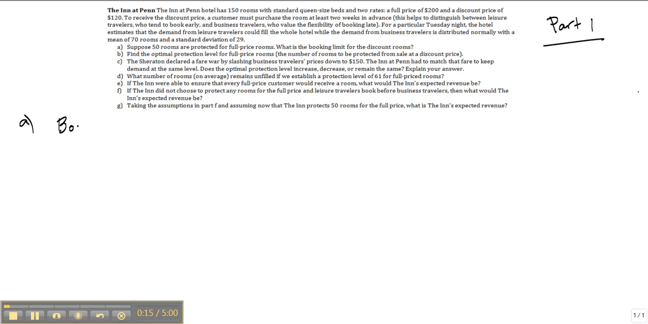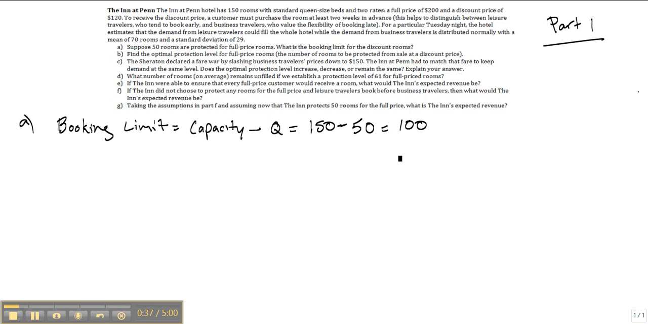That's equal to the capacity of the hotel minus the protection level quantity. We know that the hotel has 150 rooms available, and we've said that we've protected 50 rooms, and therefore we can allow up to 100 bookings at the low fare.